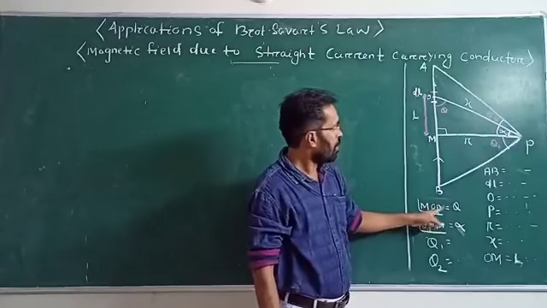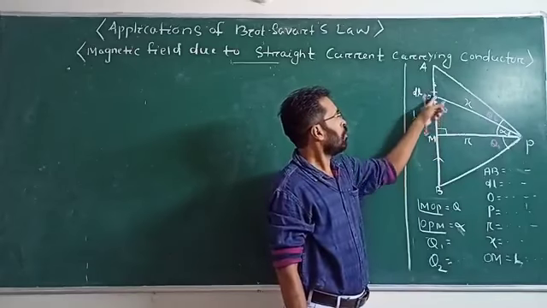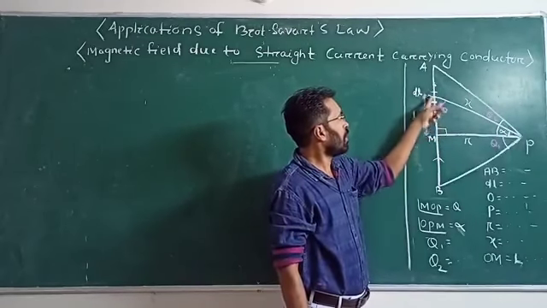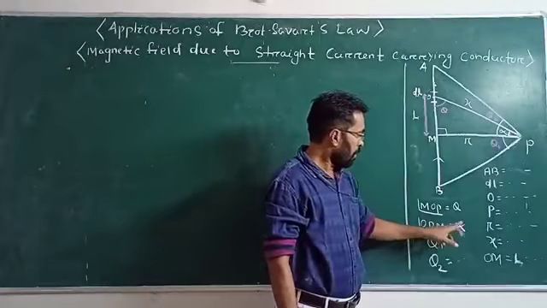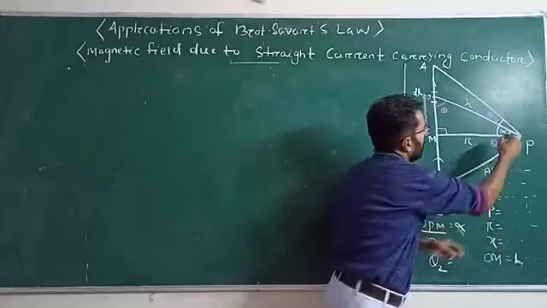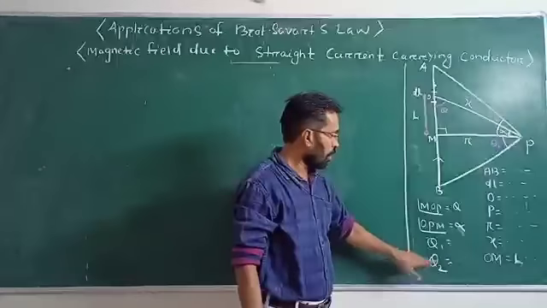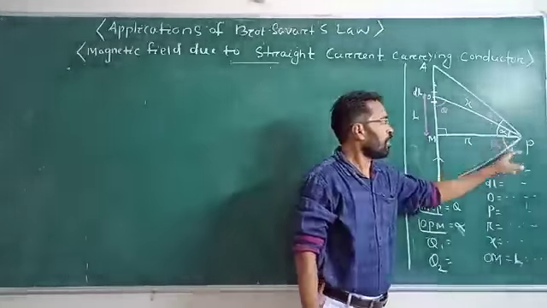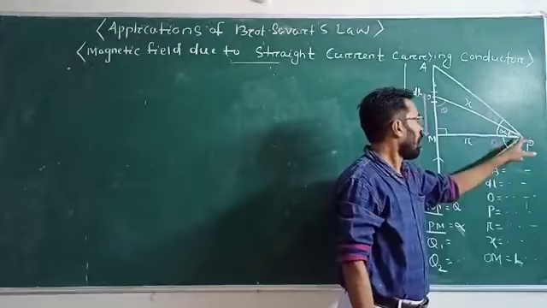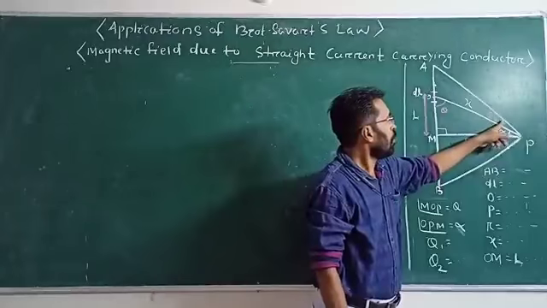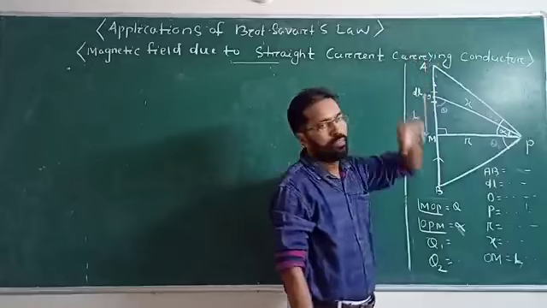And MOP is equal to theta. MOP, what do you know? Angle between what? Direction of current dl and OP. OPM is equal to alpha. And theta 1, theta 2, you know. Theta 1 is the angle of elevation of point P. Theta 2 is the angle of elevation of point P from A.